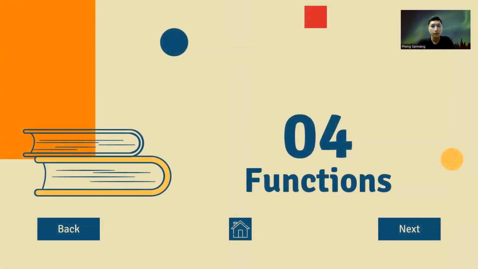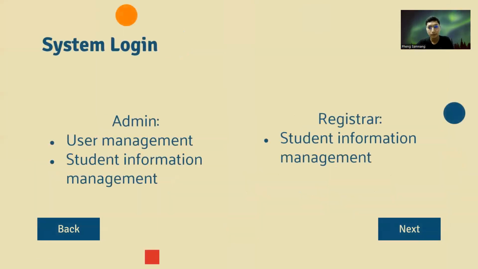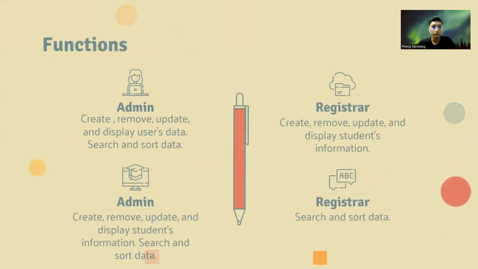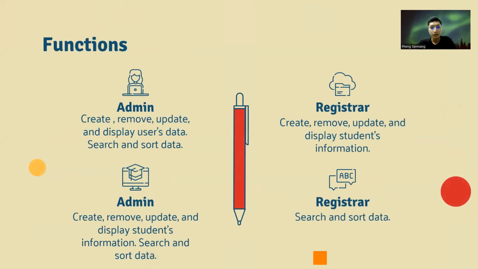Now let's move on to part 4 of our presentation, which is function. For function, we have divided the role of our system into two types, which is an admin or a normal user, or we can call it a registrar. For admin, they can manage user and manage student information, but for registrar, they can only manage student information. And here is just adding more detail about our function. We have create, remove, update, and display student and user information. We can also have a simple search and sort data by username as well.